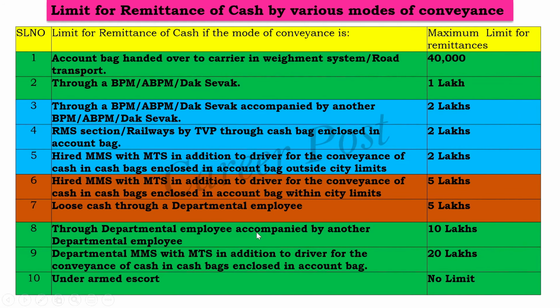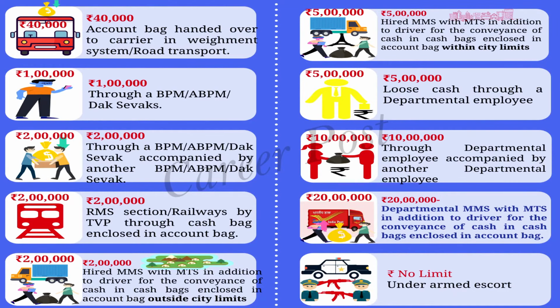Now let us see in the infographic form so that you can easily remember these 10 points. Now we can see here 40,000, that is the account bag handed over to carrier in payment system or road transport. Road transport means, see, I have given a bus here. So 40,000 is the maximum amount. Next one is one GDS standing here, or you think one BPM, it is one person standing, so it is 1 lakh. And there are 2 persons here, that is 2 GDS are available, they are taking the cash, so it is 2 lakhs. That is the limit.